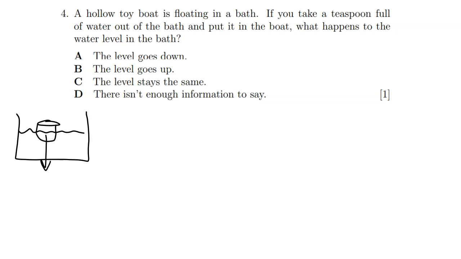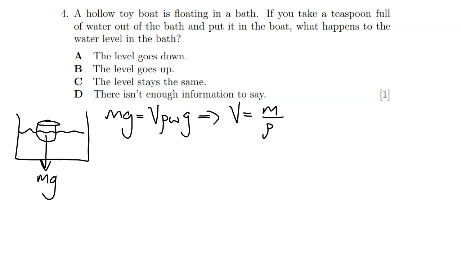Here's the boat. Consider the mass of the boat is m, therefore the weight is mg. And by Archimedes' principle, we know that mg equals the volume displaced currently times rho subscript w, the density of the water, times g. And that tells us that the displaced volume currently, before we do anything, is just m divided by rho subscript w. Okay, so that's our initial volume displaced before we do anything.